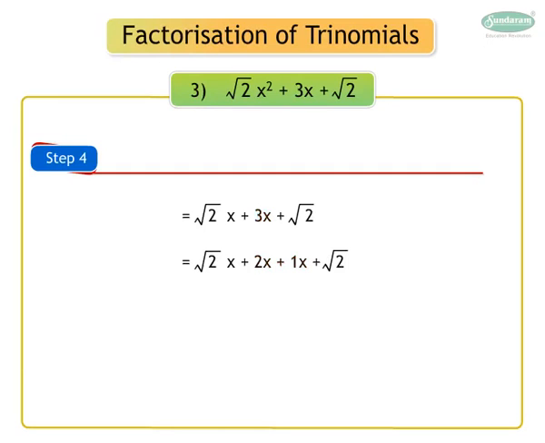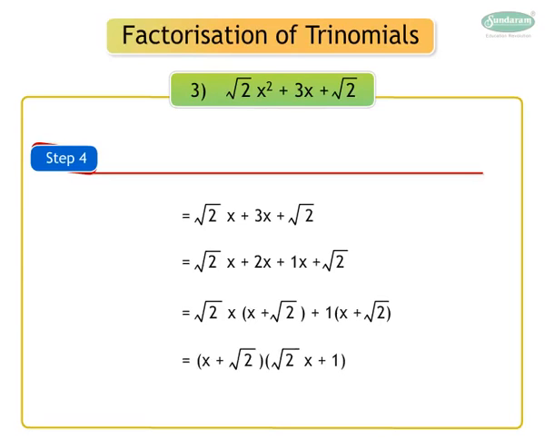Now group and get the common factor as shown. Taking √2x common in the group √2x² + 2x, and +1 common in the group x + √2, we get √2x(x + √2) + 1(x + √2). Hence, the factors are (x + √2)(√2x + 1).